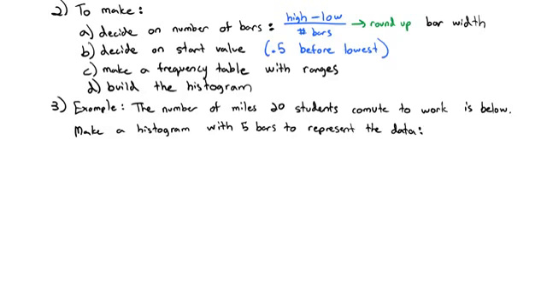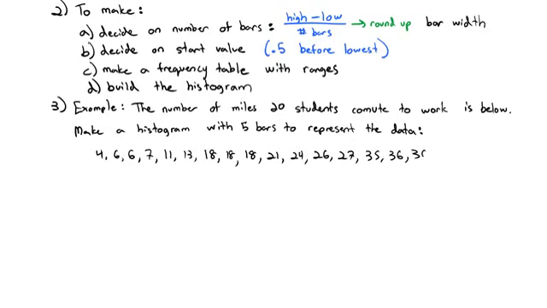And our data here is going to be 4, 6, 6, 7, 11, 13, 18, 18, 18, 21, 24, 26, 27, 35, 36, 36, 42, 43, 45, and 49.